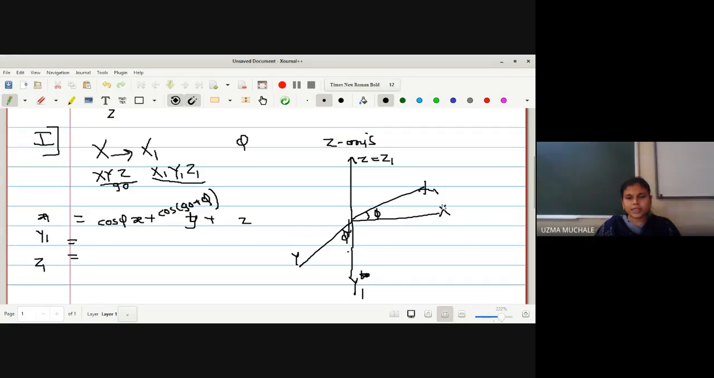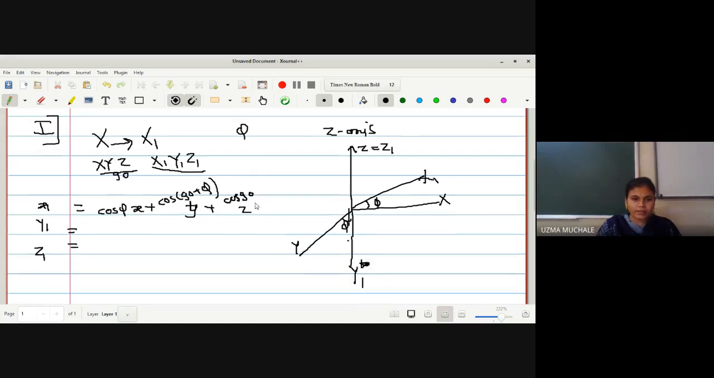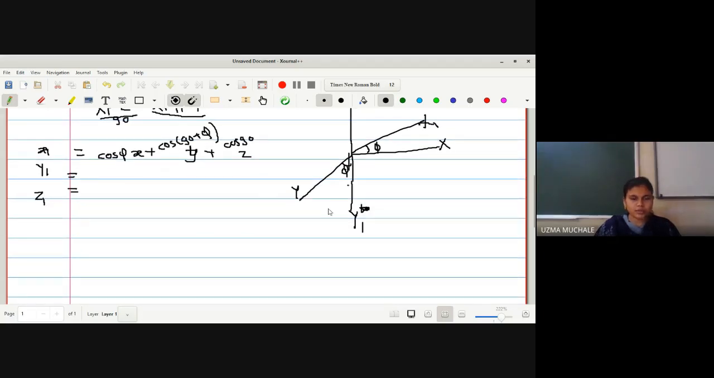Angle between x1 and z. We know that z is nothing but z1. So what is the angle between x1 and z1? Here you cannot see it, but actually we know that the angle between x1 and z1 is 90. So I can write this as cos 90. If you have a doubt, you have to ask here only, because these rotation transformation equations are very important for the future also.